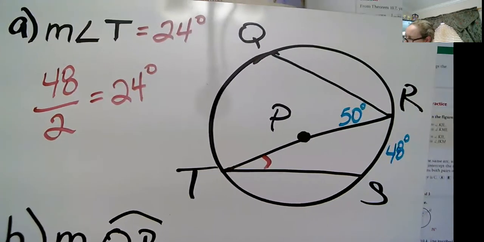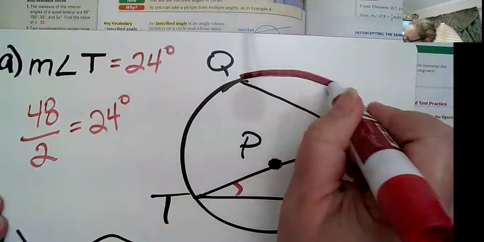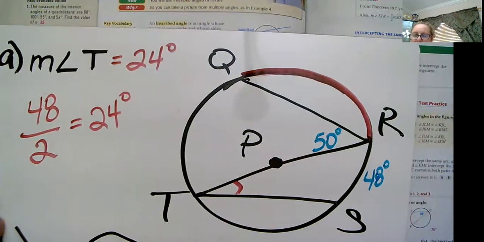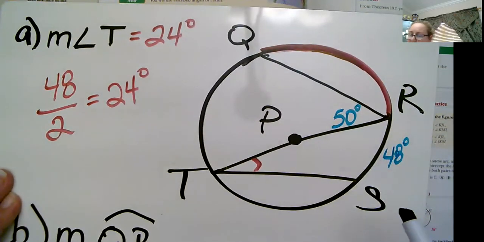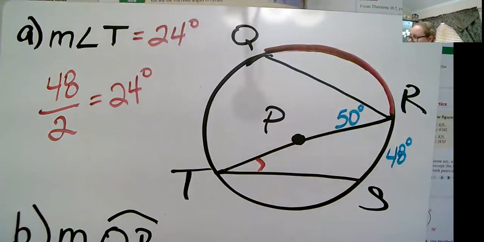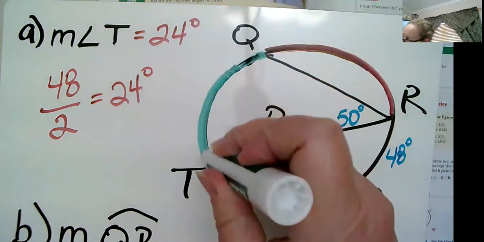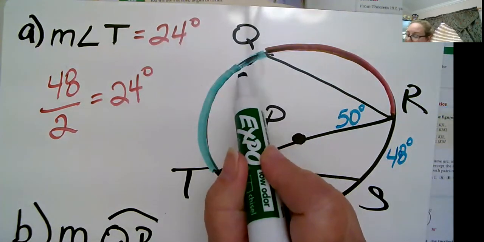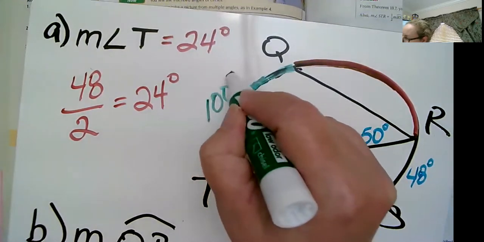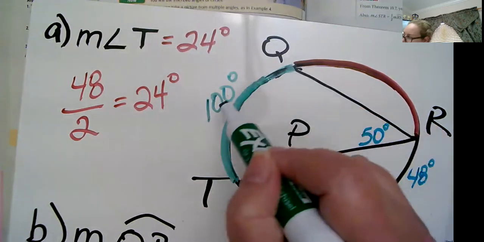Now we're going to figure out this arc length right here. Well, we don't have anything that directly links it to that, so we have to use this angle right here. By using this angle, I'm going to use another color again. If this is 50, using the theorem conversely, going the opposite way, this arc length has to be double that. So this is 100. So arc TQ is 100.